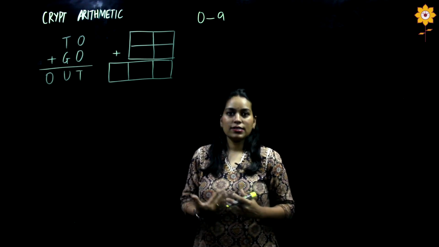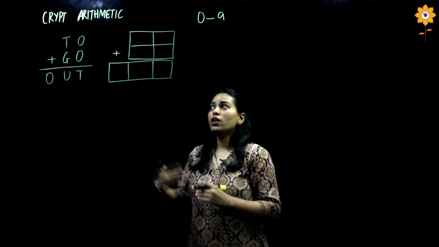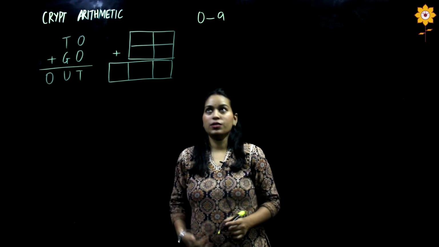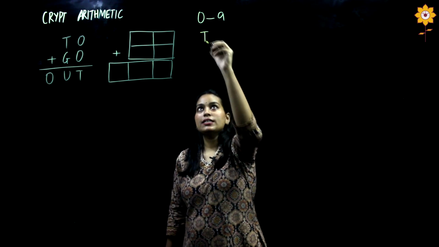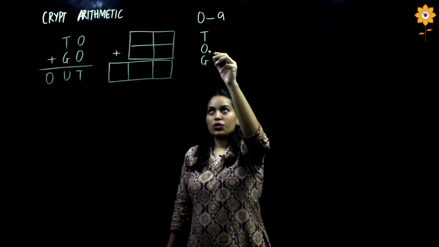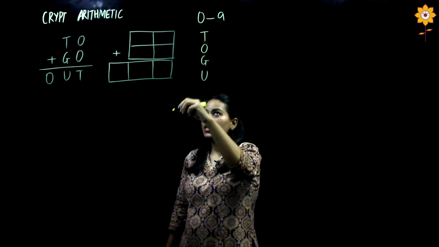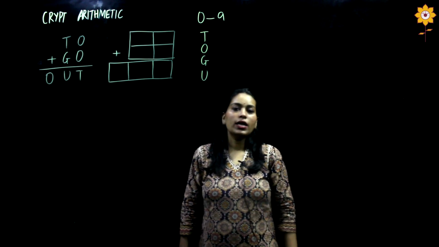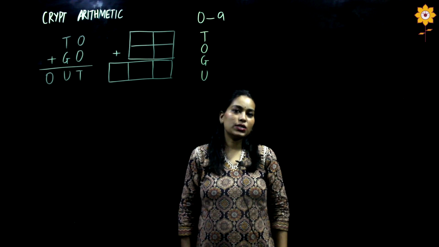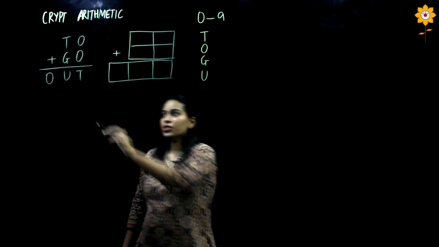As we start solving it, first let's see which alphabets need to be assigned some digit. We have T, then we have O, then we have G. O is already there, so no need of writing it again. Then we have U, and T is already there. So in total we have 4 alphabets which need to be assigned some digit from 0 to 9.